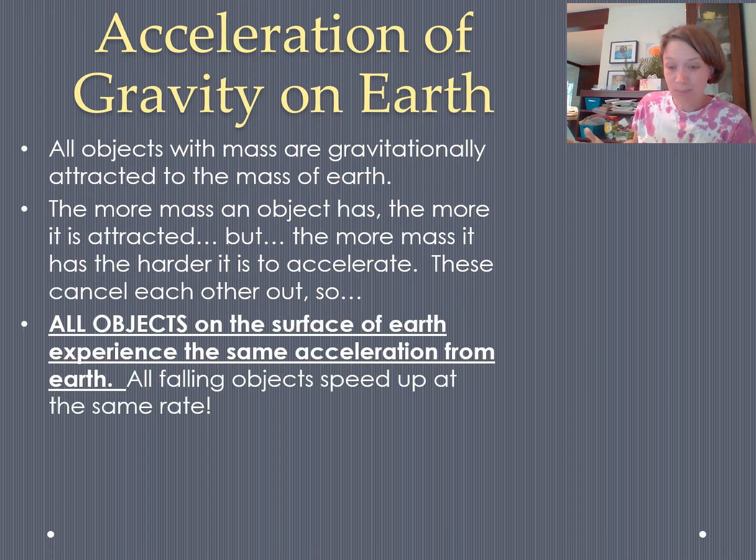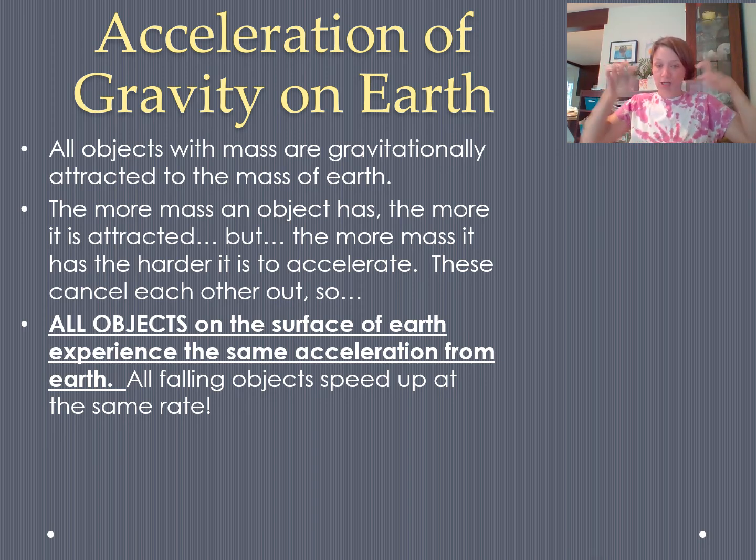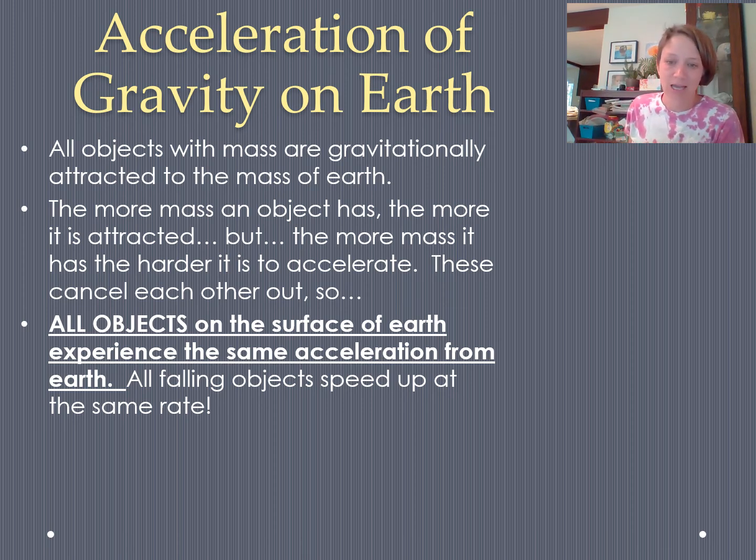And so what actually happens is that every single object on the surface of Earth has the same acceleration due to gravity. This means that all falling objects will speed up at the same rate. If I take this pen and this iPhone and I drop them, they would actually hit the floor at the same time, despite the fact that they have different masses.